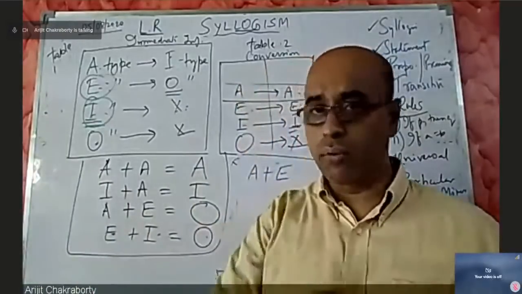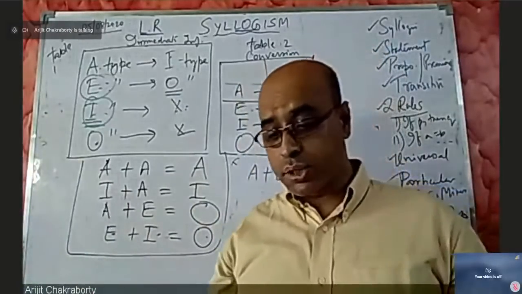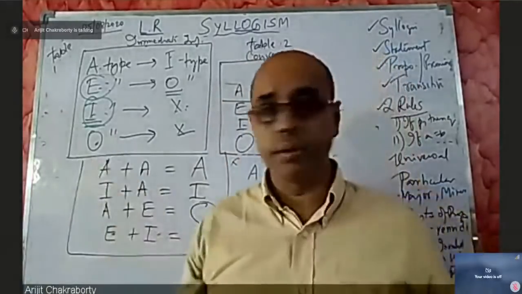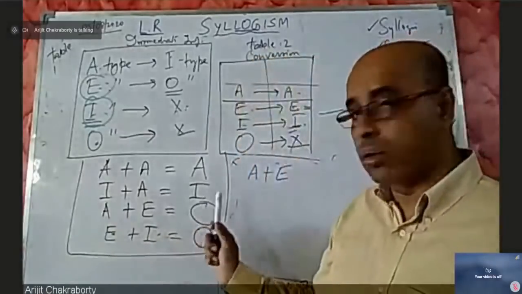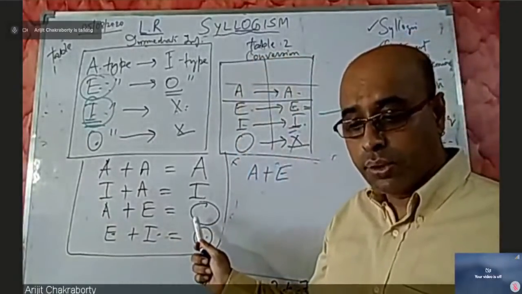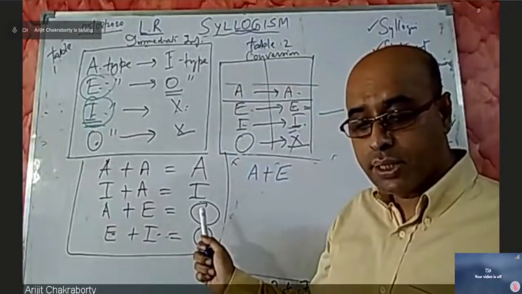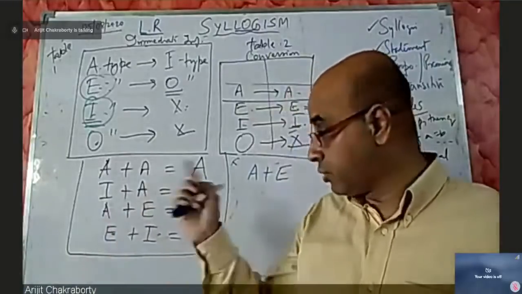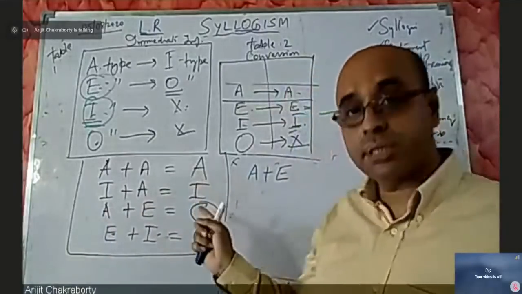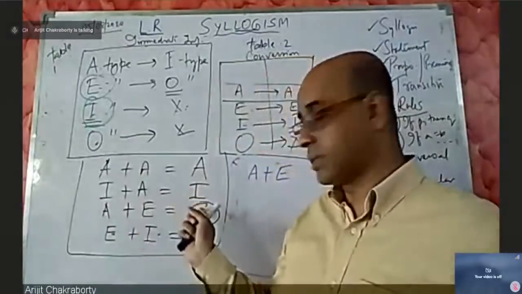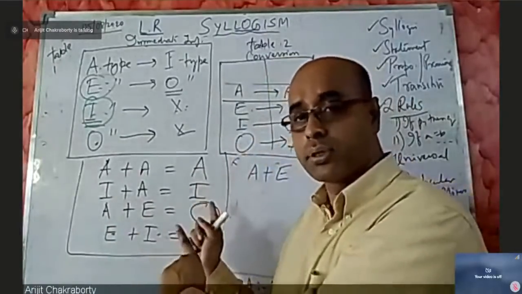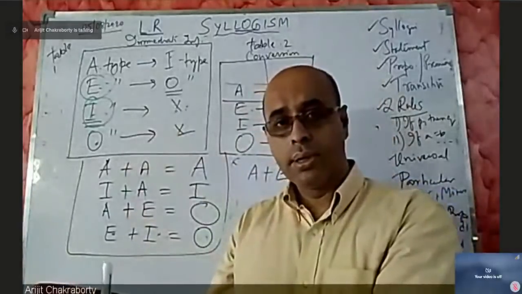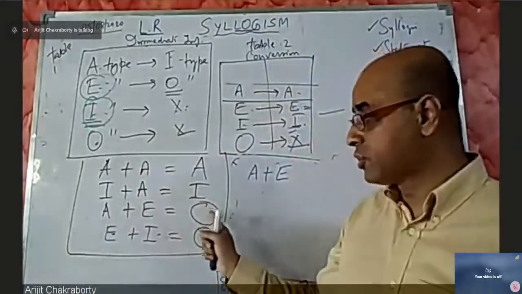No, conclusion 1 is not correct. Second conclusion, no dogs are names. No dogs are names is E type. It cannot happen. It has to be O type. So here what will happen is, some foxes are not names. That will be the answer, because it's an O type. O means some and not. Therefore, A plus E gives you O.